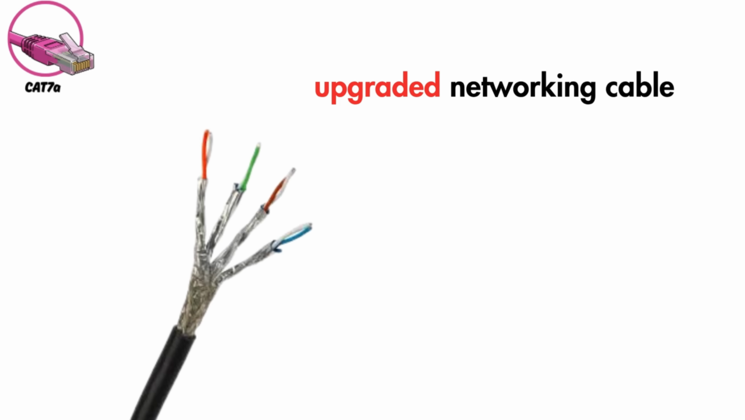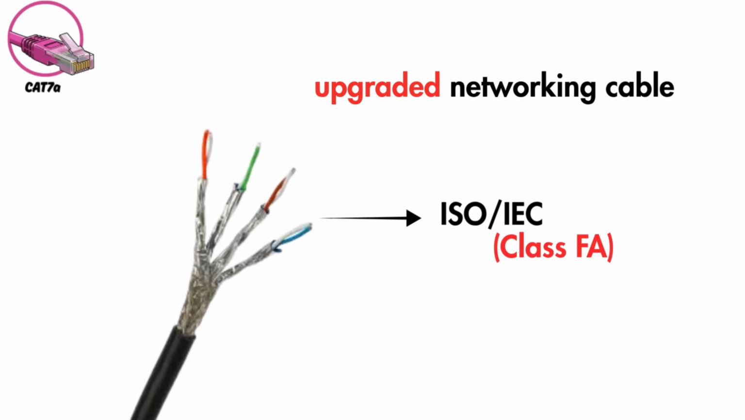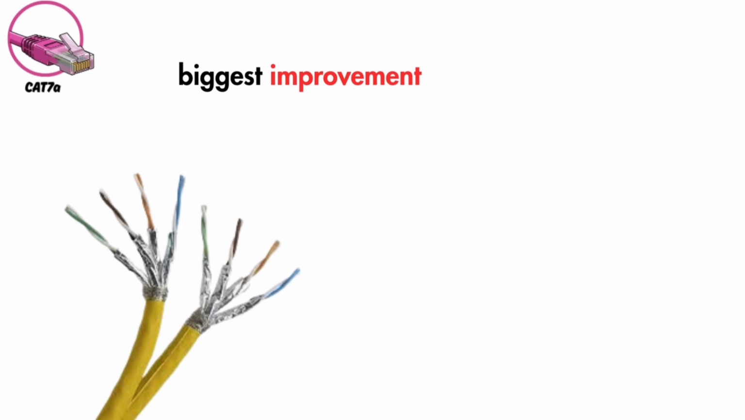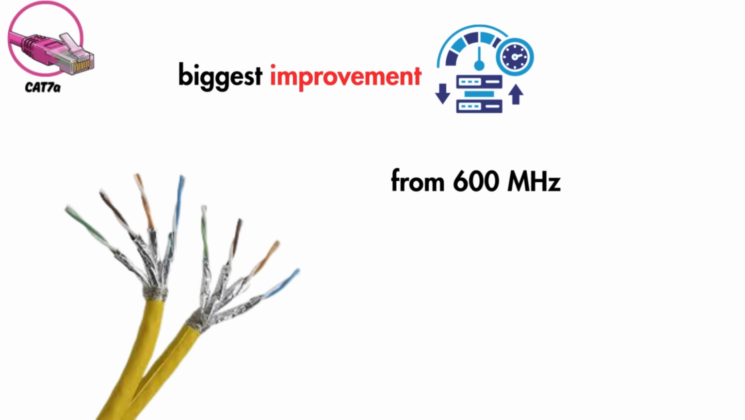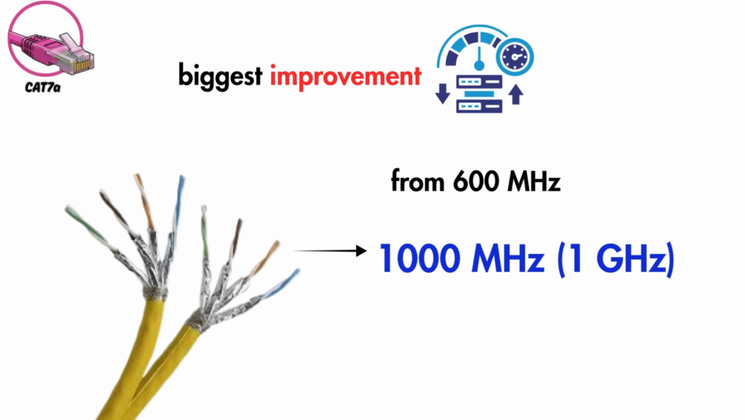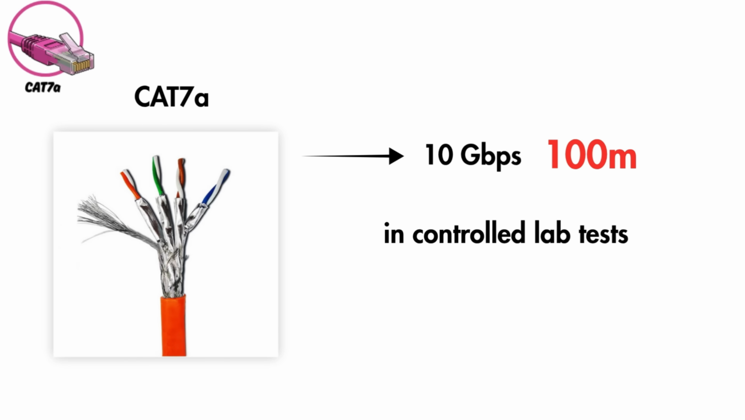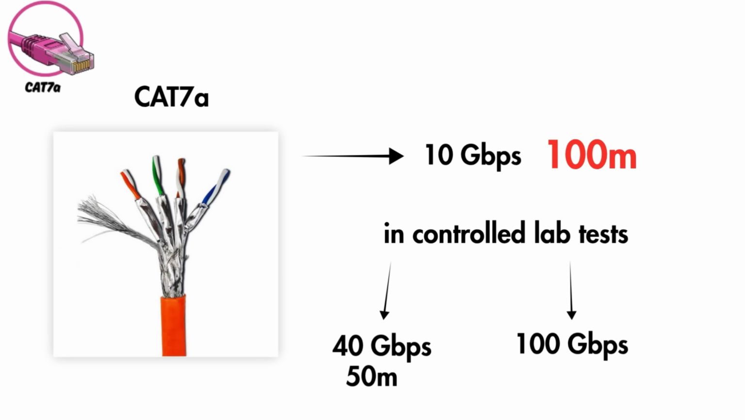Cat 7A is an upgraded networking cable standard defined by ISO/IEC Class FA, designed for speeds beyond standard 10 gigabit applications. Its biggest improvement over Cat 7 is bandwidth, jumping from 600 MHz to a full 1,000 MHz, or 1 GHz. It can deliver 10 gigabits over 100 meters, and in controlled lab tests, it has shown potential for 40 gigabits at 50 meters and even 100 gigabits at very short runs.